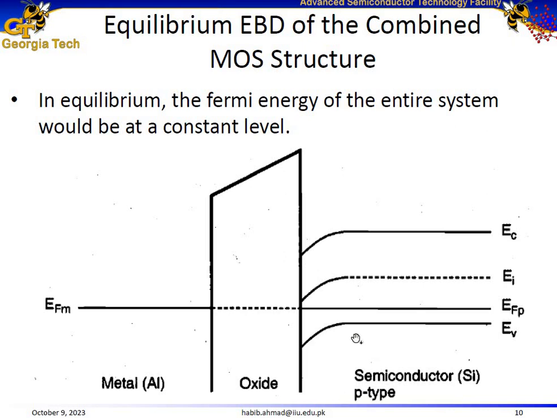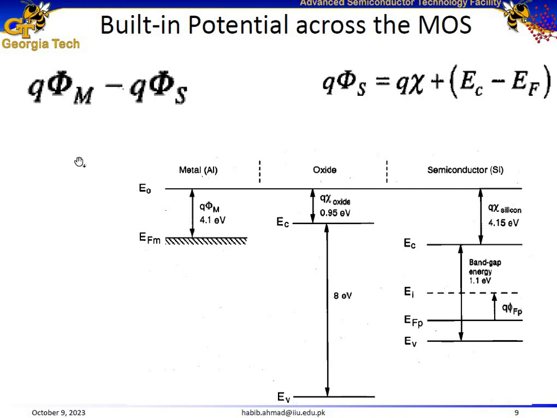And here we have a built-in potential for holes. Since this is a p-type semiconductor, we have this built-in potential, as you can see over here. There is a potential for holes to move from the semiconductor side to the oxide and to the metal side. So this built-in potential can be calculated using the formula given in slide number 9 over here.